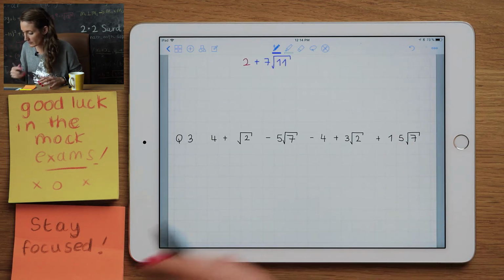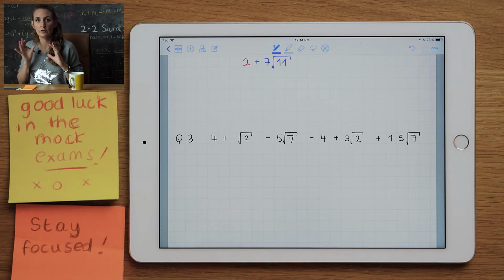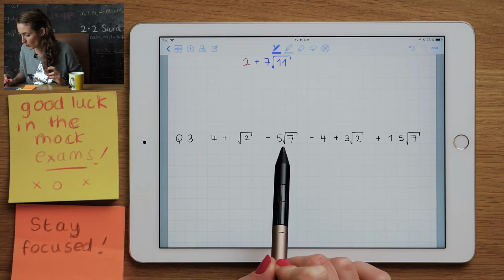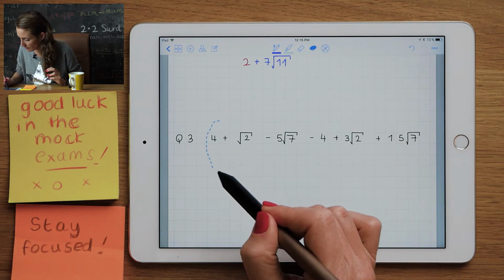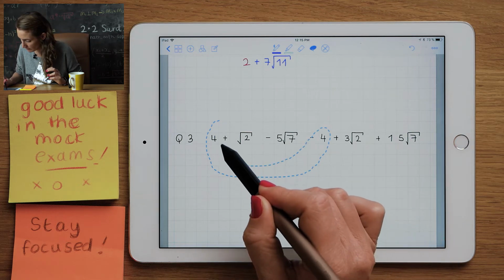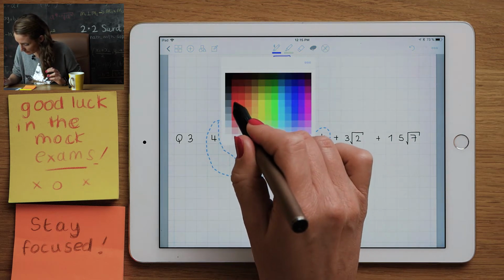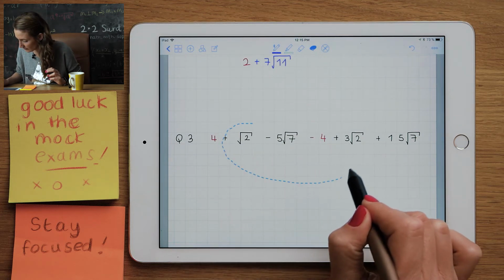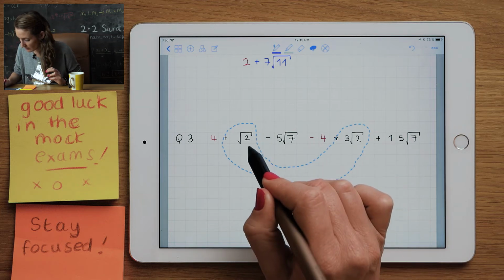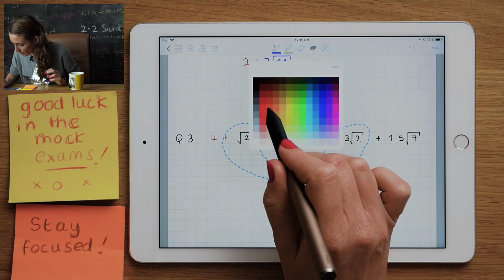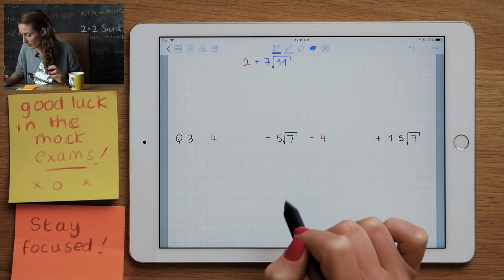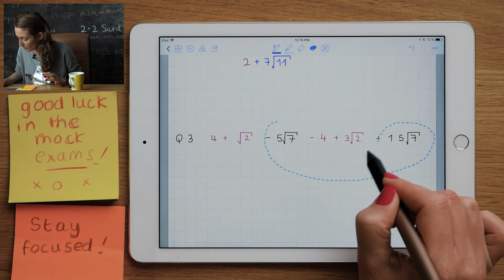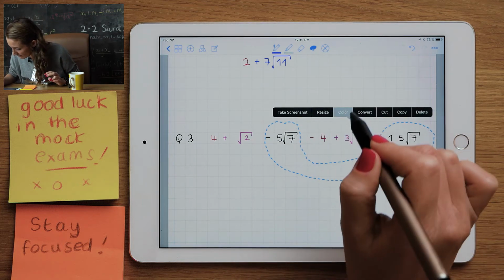In question 3, we have a slightly more complicated situation because we have numbers and then we have two different types of surds. We have square root 2s and square root 7. But we can take a similar approach to the previous question. We can put all the numbers together. So these two should go together. Now the surds that are like terms that can go together are the same surds. So for example, square root 2 can only go with other square root 2. So these two can go together, but they can't go with a square root 7. A square root 7 can only go with another square root 7.